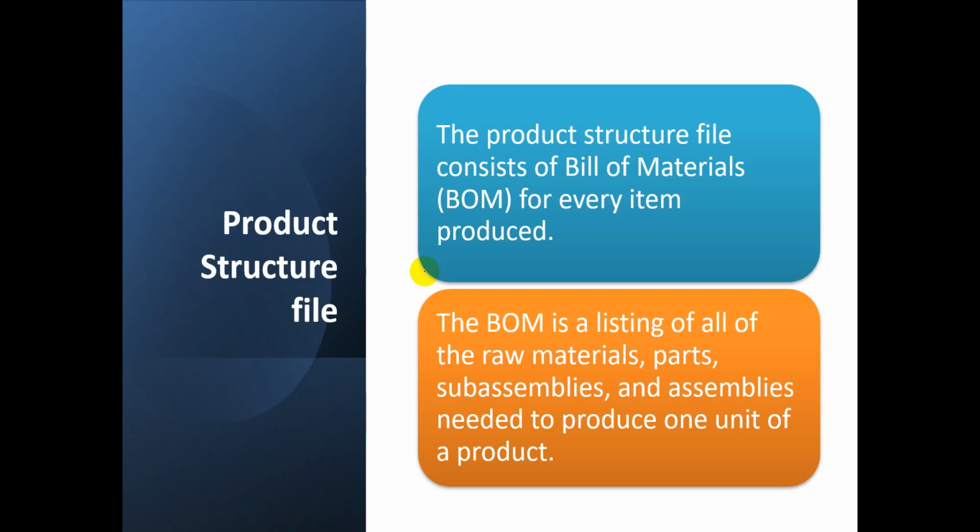So briefly, the product structure file consists of the bill of material. In most of the factories the common word is BOM. Every item that is produced has a BOM listing all the raw materials, parts, sub-assemblies and assemblies needed to produce a unit product. Okay.